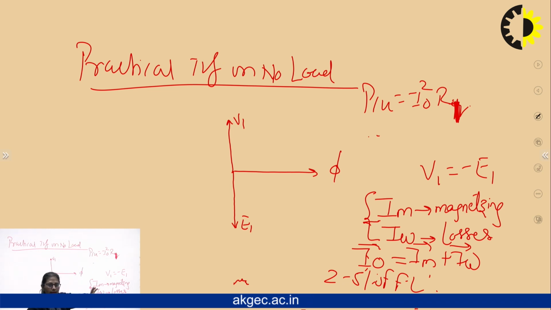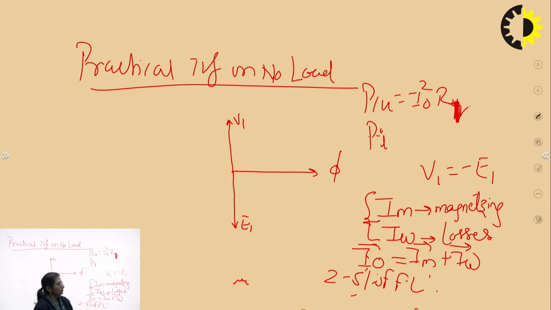So the majority of the losses occurring are only the iron loss or the core loss, occurring because of the continuous magnetization and demagnetization as well as the eddy current. So the losses are only the iron losses or core losses, and a very negligible amount of copper losses. That's why this IW is also called IC, the core loss component, the active component, because it makes up for the majority of the core losses and a very negligible amount of copper losses.